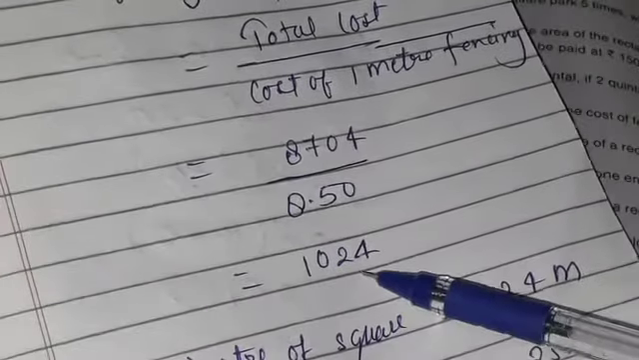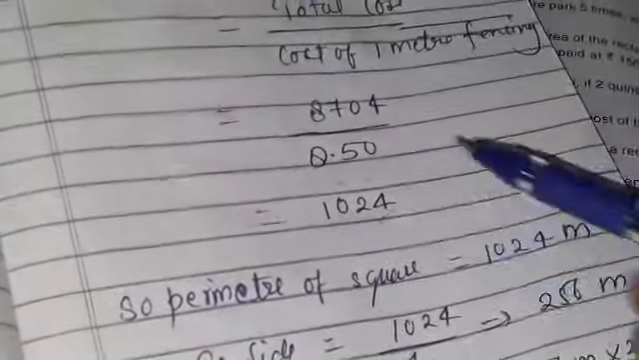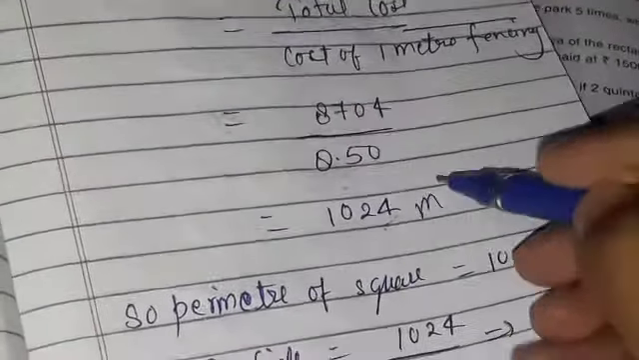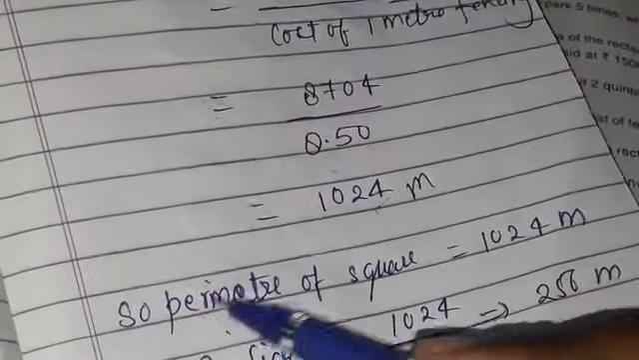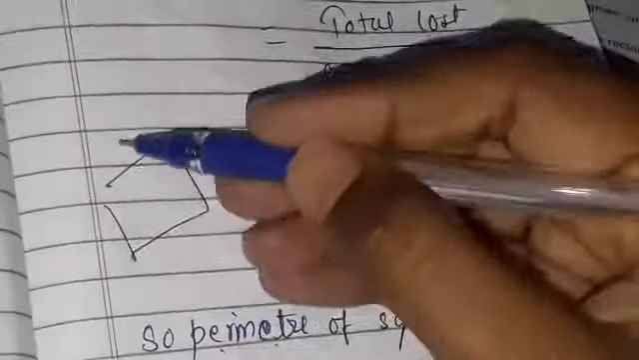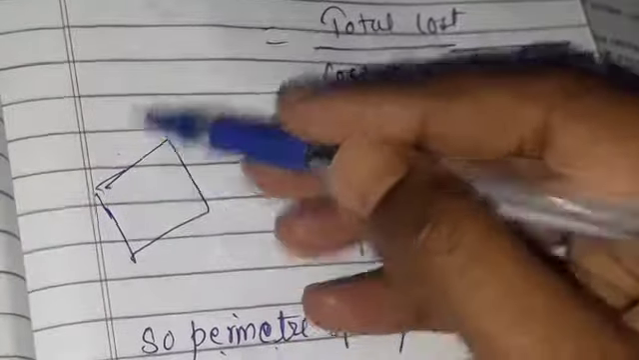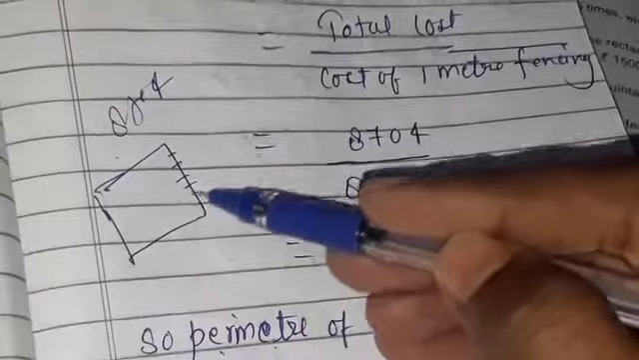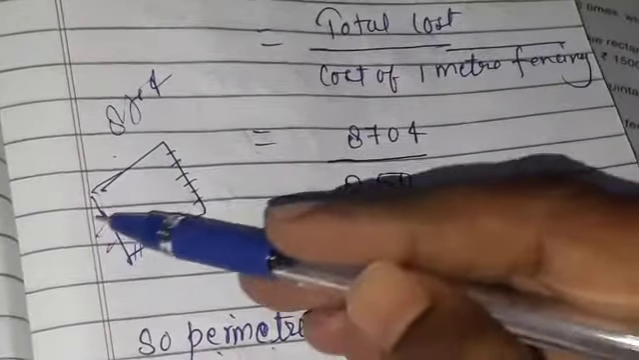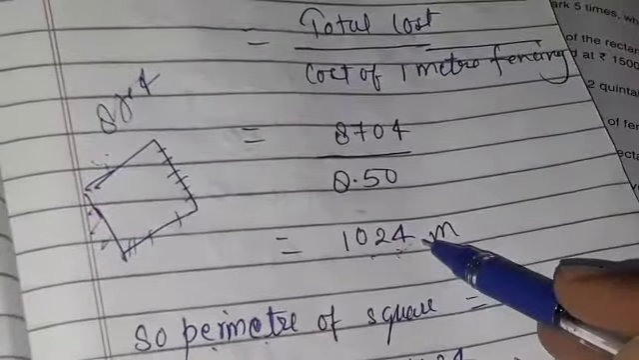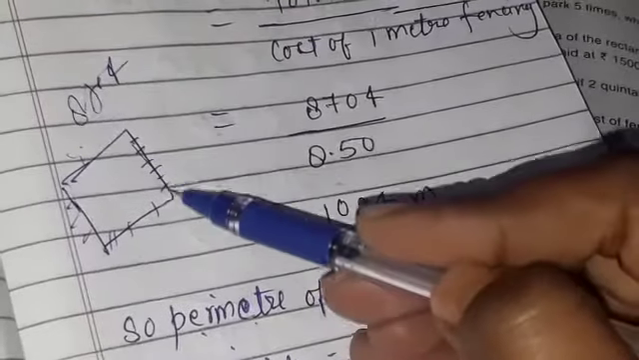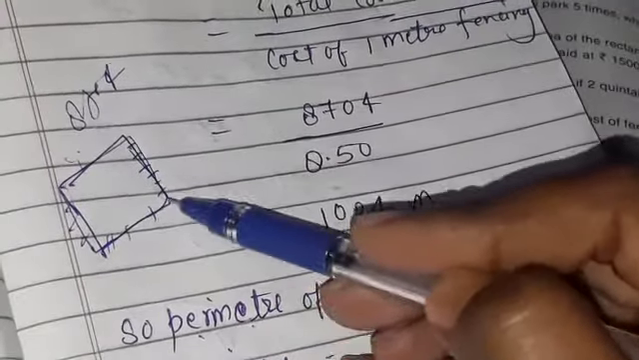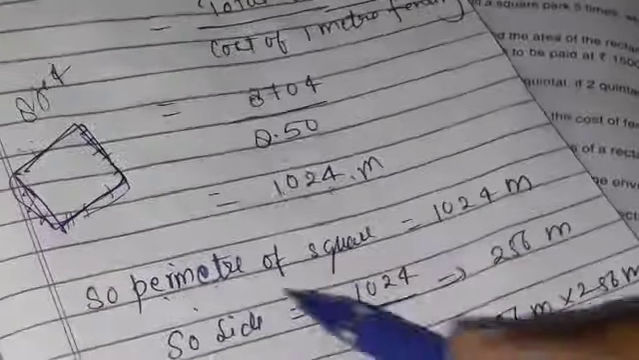The answer is 1024. So class, this 1024 meter is a perimeter, because class, in this square shaped field the total cost is 8704 and the cost of 1 meter is 8.50. So how many meters are there? 1024 meter. So class, if this is 1024 meter, so we all know this is the perimeter. So perimeter of a square is 1024.